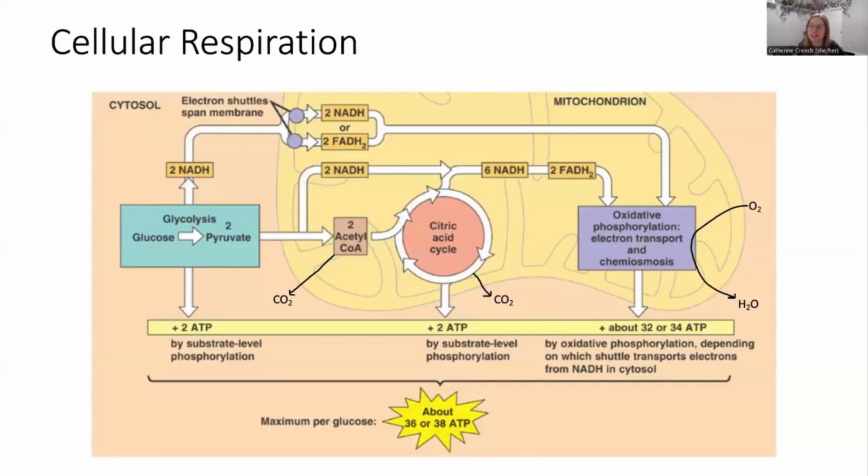Hello, biologists. Today we're going to talk about cellular respiration in detail. Let's start with an overview so we can see where we are, where we're going, and what we're going to discuss. The first step of cellular respiration is glycolysis. This is step one. That occurs in the cytoplasm.